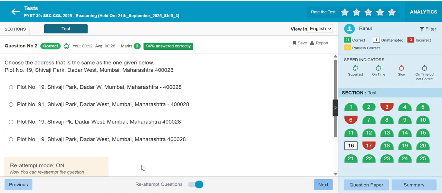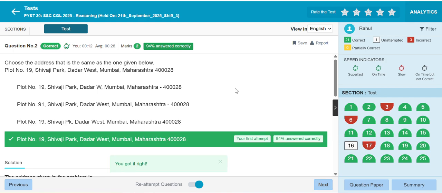Next, this is comparatively very easy, but all you have to do is be a little more cautious while doing this. Everything is the same, and there is a change here, so this will be wrong. Plot 91, it's 90, this is wrong, so this is correct from my side. Plot number 19, Shivaji Nagar Park. So this is the correct answer.